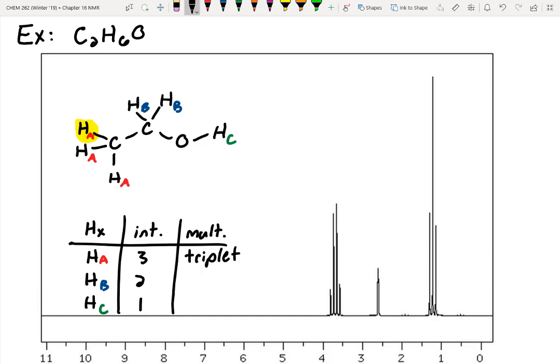HB, if we think about it, let's again focus in on just one of these HB atoms. We can ignore the other one because it's equivalent. How many 3 bond neighbors are there to HB? Why don't we count HC? We have to go through an oxygen, so we can't count HC because we're going through a non-carbon atom. So HB in this case has 3 3 bond neighbors, which means it'll be split into what? A quartet.